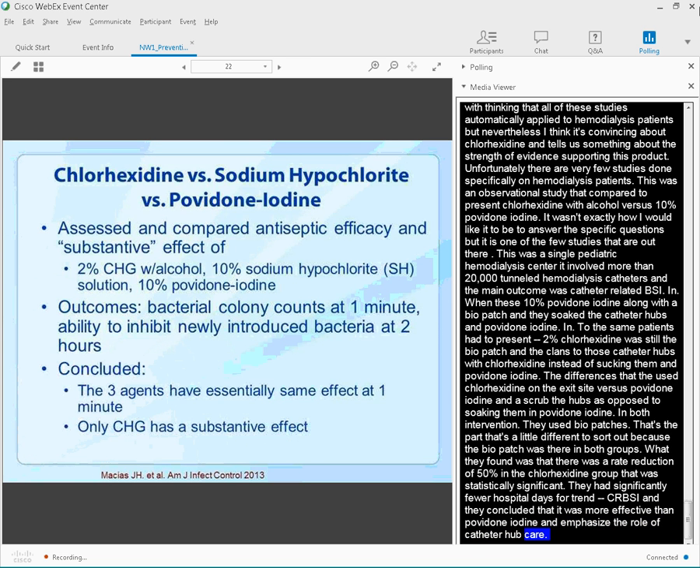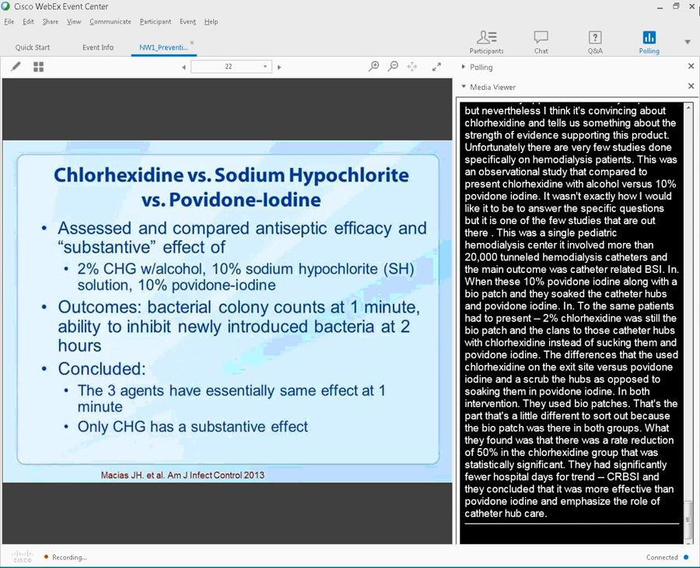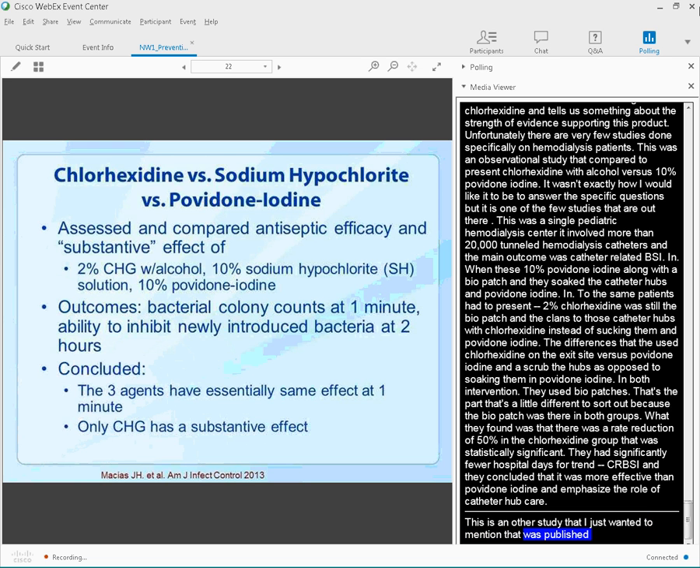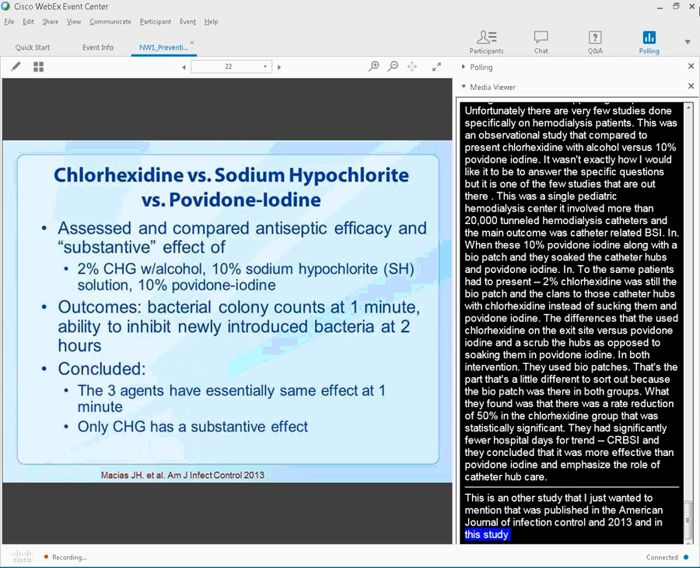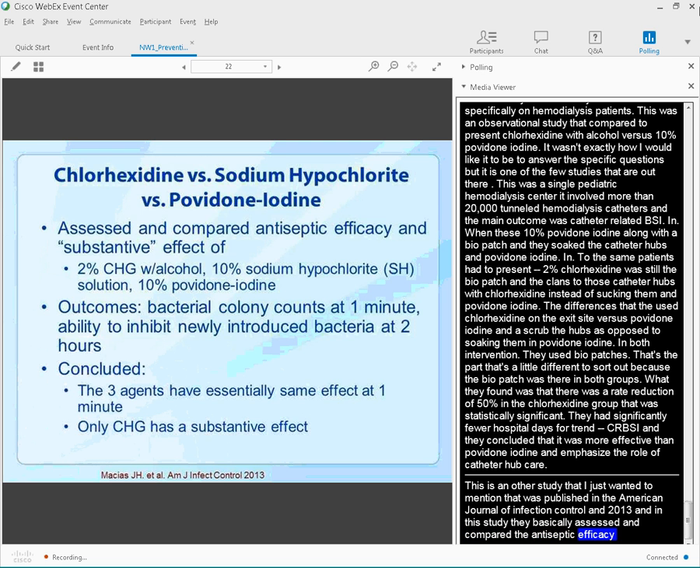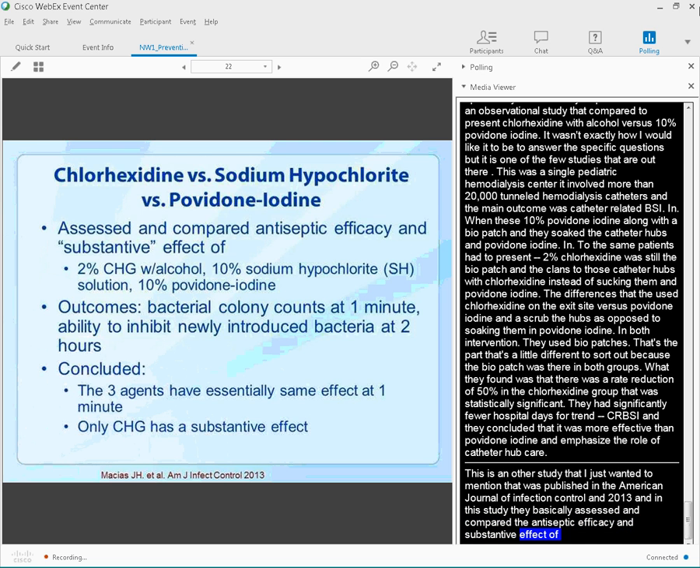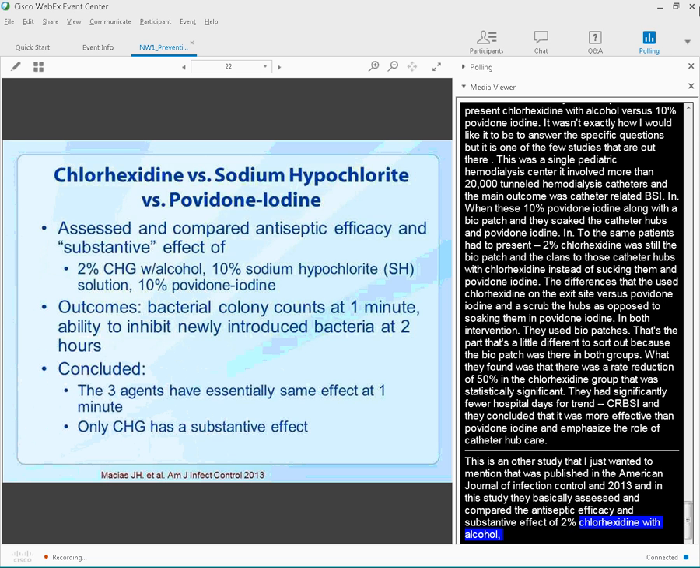This is another study that I just wanted to mention that was published in the American Journal of Infection Control in 2013. And in this study, they basically assessed and compared the antiseptic efficacy and substantive effect, which I'll explain in a second, of 2% chlorhexidine with alcohol, 10% sodium hypochlorite, and 10% povidone-iodine. And one of the reasons that I'm mentioning this study is because sodium hypochlorite is something that is used in a lot of dialysis centers.